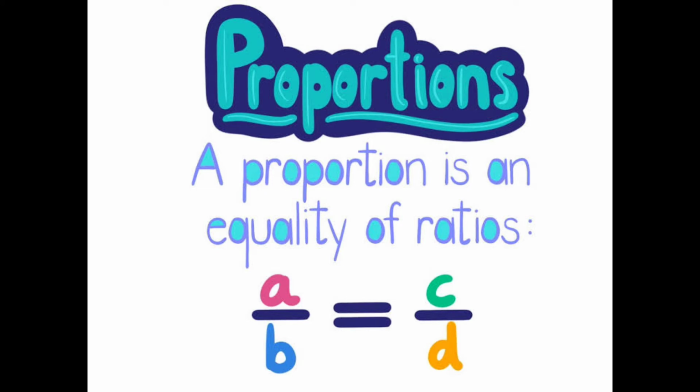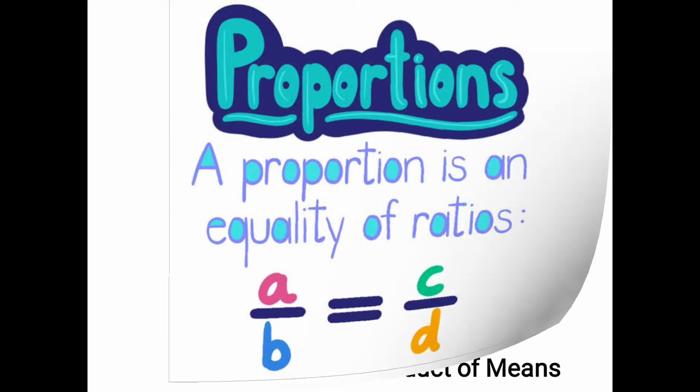A proportion means we are comparing four numbers, where the left hand side is equal to the right hand side. A proportion is an equality of ratios. Equality of ratios means A is to B is equal to C is to D, that is A by B is equal to C by D. So we can compare four quantities, not more than that. It should be equal on both sides. That is called the proportion.